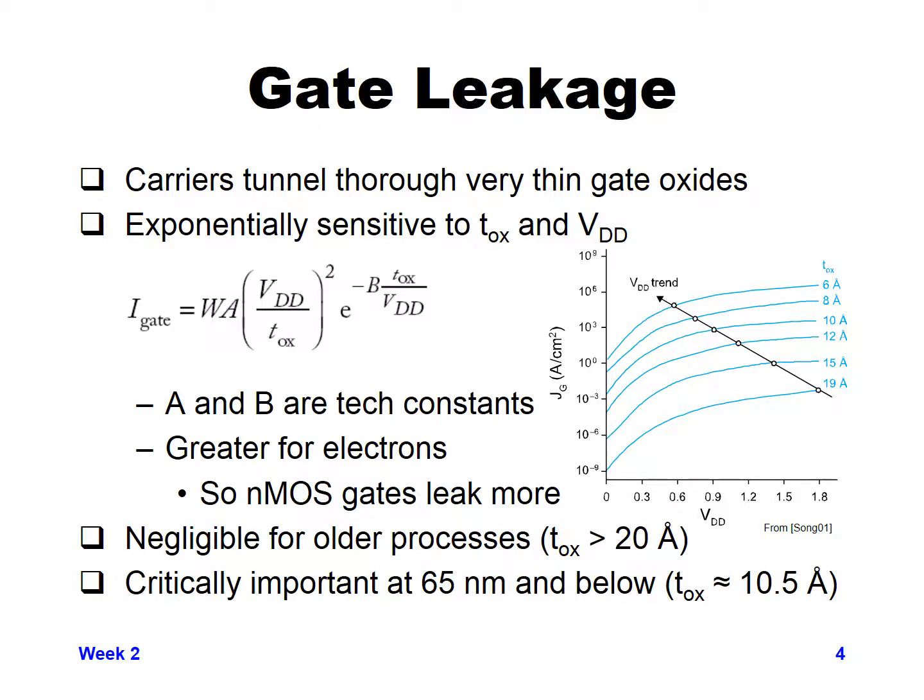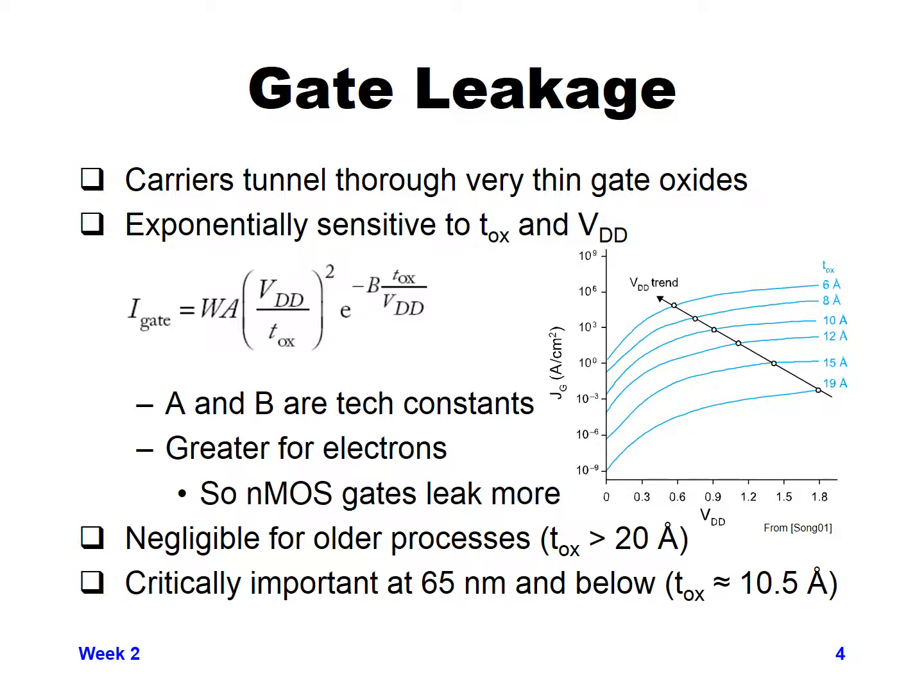So the NMOS transistors will leak more than PMOS transistors. If we look at the chart on the right there, you can see that as we've been scaling the TOX, the thickness of the oxide, down to smaller and smaller, we're getting higher and higher leakage. J sub G is current per unit area, so it's the current through the gate per unit area of the gate.